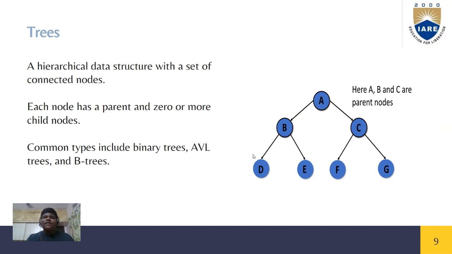Trees, a hierarchical data structure with a set of connected nodes. Each node has a parent and zero or more child nodes. Common types of trees include binary trees, AVL trees, and B trees. As you can see here, A is the parent node, and B has two children D and E, and C has two children F and G.